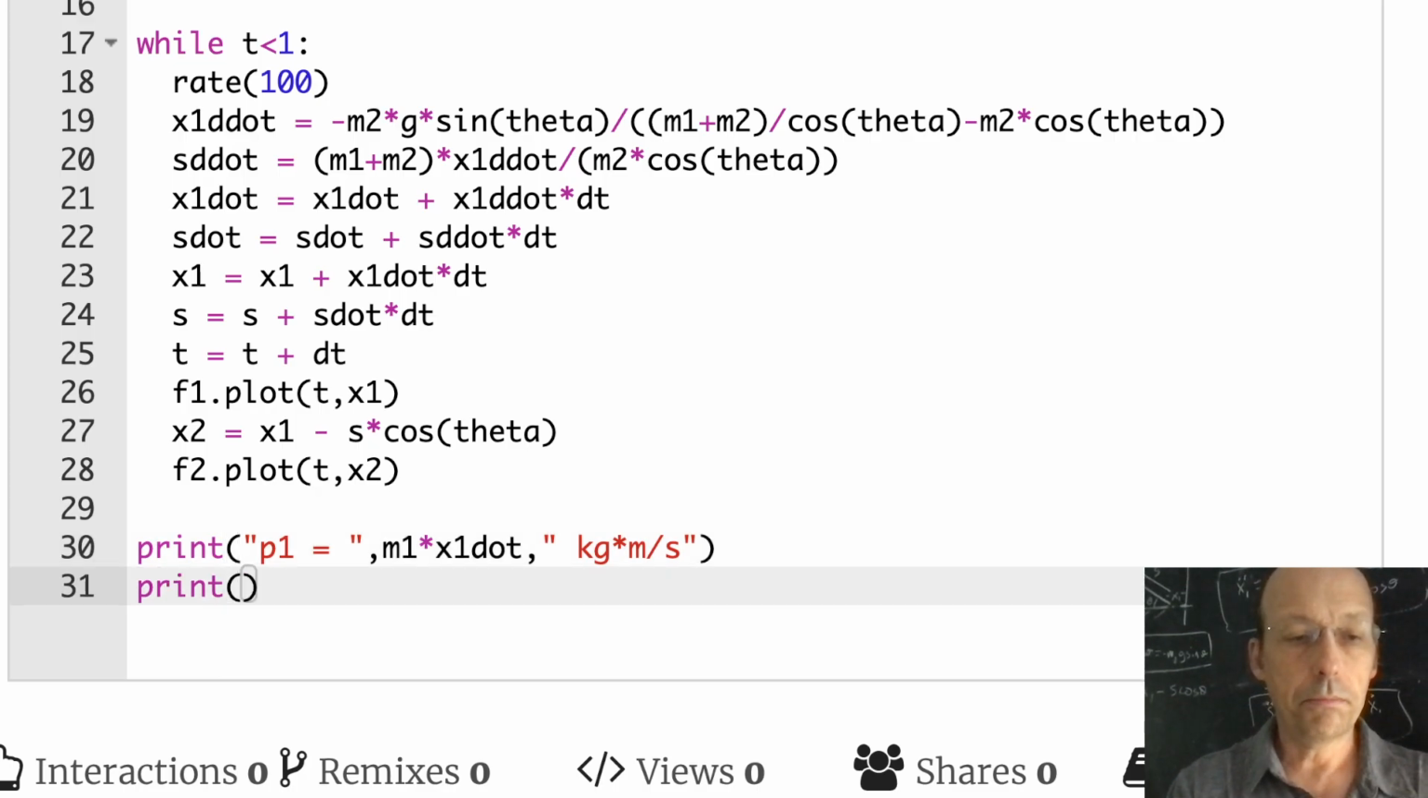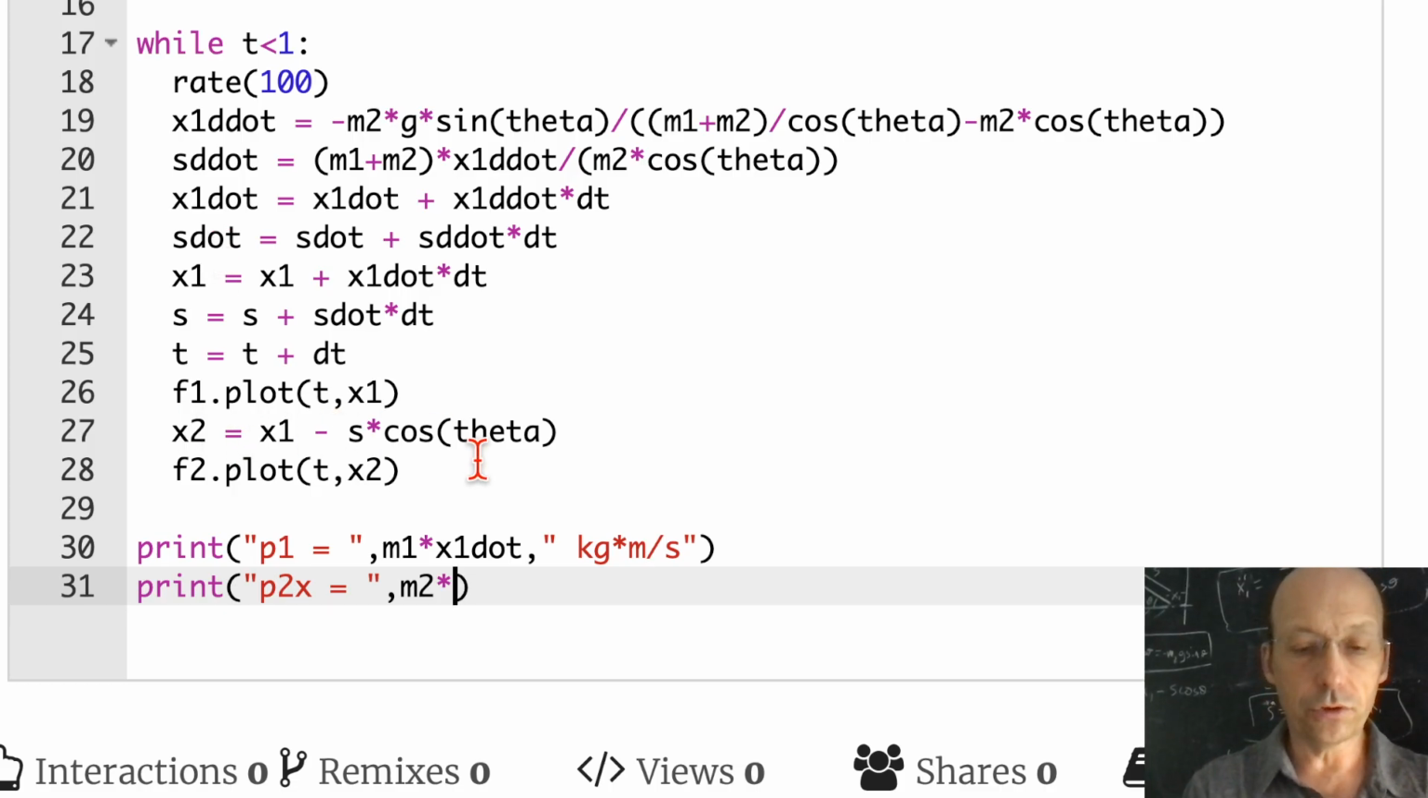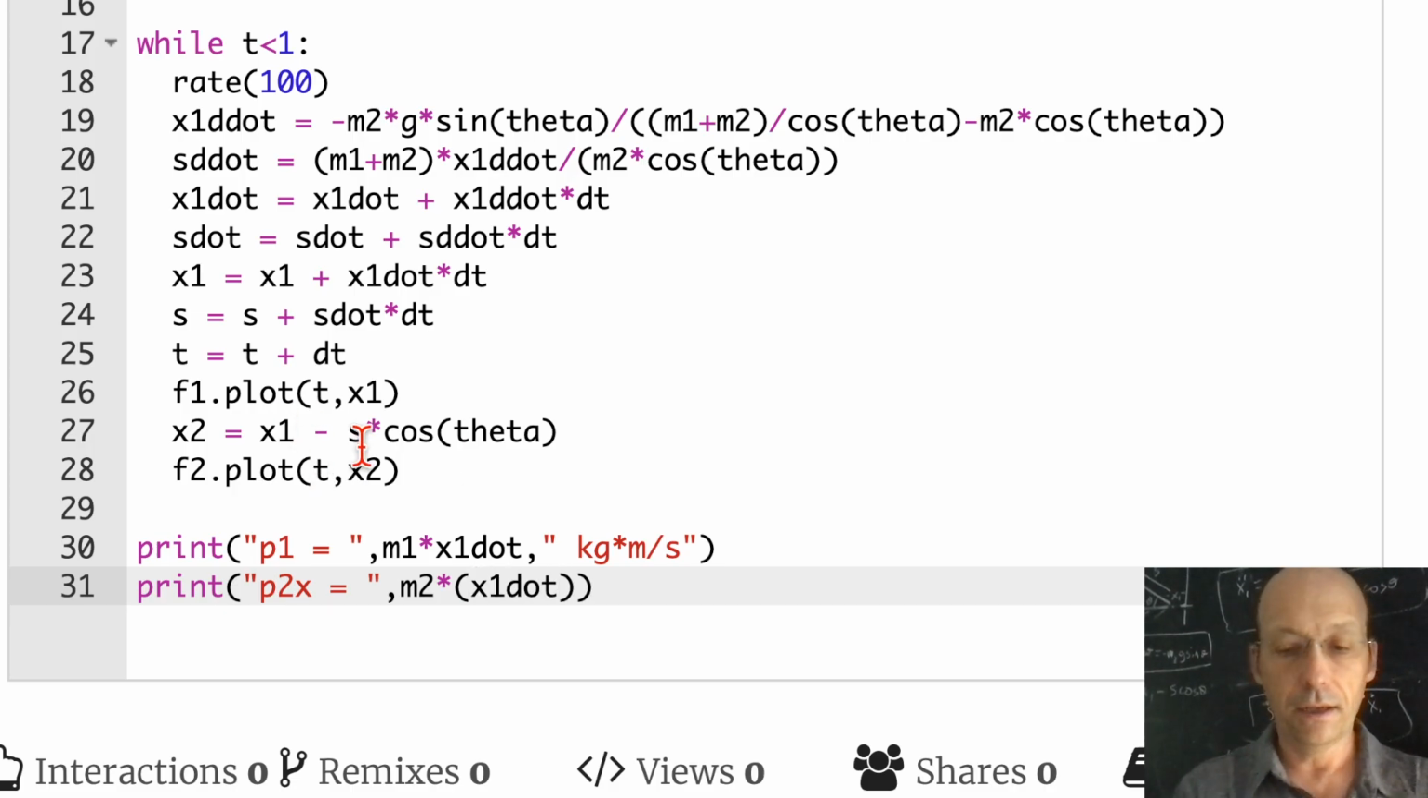Print P2. I'm going to put the x because we're just doing the x momentum. It's going to be equal to m2 times the x2 velocity. So actually I do need this because I never calculated that, right? I have s velocity, but the x2 velocity is going to be the derivative of this. So I'm going to just print this as x1 dot, that's the derivative of that, minus s dot times cosine theta. And that would be in kilogram meters per second.